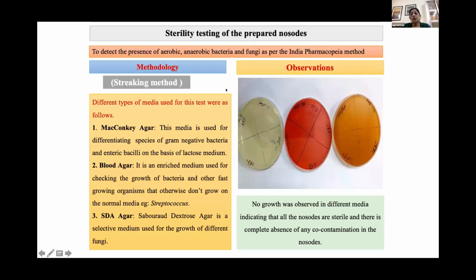Now, before going further with the studies, we wanted to check the sterility of these nosodes, for which we consulted the microbiology department in PGI, and we were suggested to use different types of agar media, MacConkey agar, blood agar, and SD agar, and we found that no growth was obtained in any of these different media when streaking of the nosode was done on them.